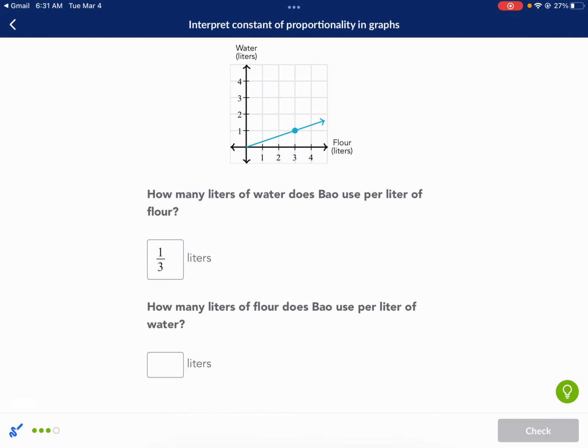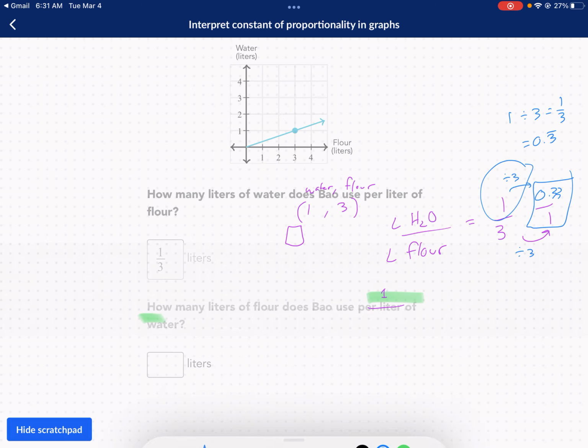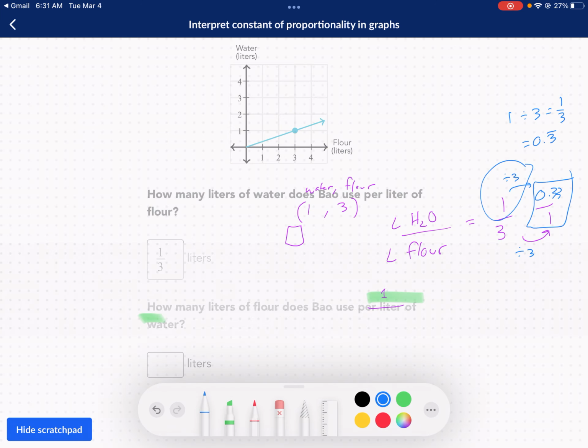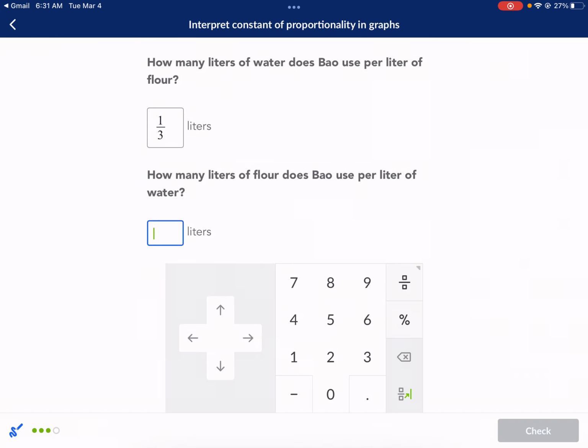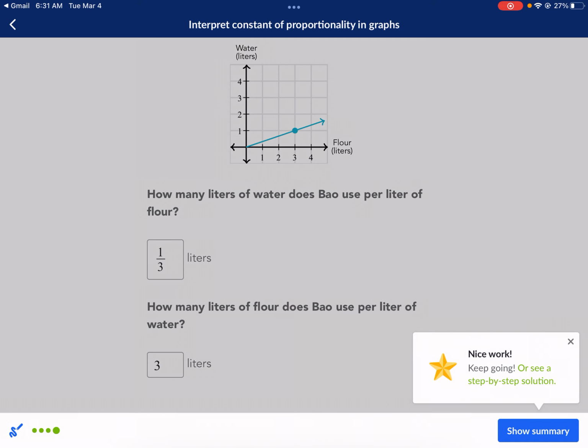How many liters of flour does Bao use per liter of water? So now I need to flip it. So I have 3 flour on top, and then I have 1 H2O on the bottom. So that's my 3 liters of flour for 1 liter of H2O, and that should do it.